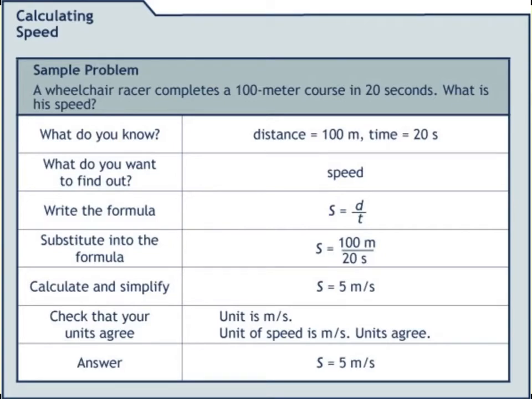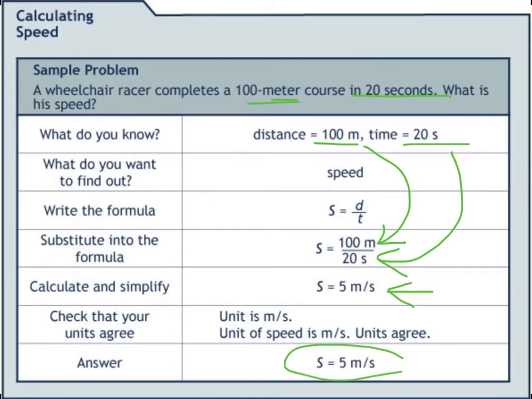If we take a look at this example from the textbook, right? If we have a wheelchair racer that completes a 100-meter course in 20 seconds, what is his speed? So again, a 100-meter course in 20 seconds. So distance equals 100 meters. Time is 20 seconds. We're trying to find out speed, so we're going to use our formula of S equals D over T. Put those numbers in, right? So we've got 100 meters over 20 seconds. Calculates out to 5 meters per second. Now our unit is in meters per second. The unit of speed is meters per second, so they agree. So therefore our speed is 5 meters per second.